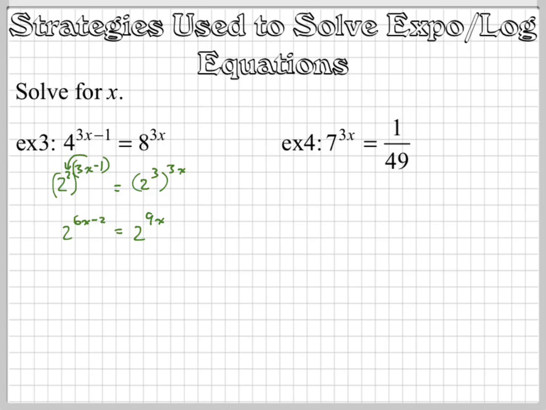Now, log base 2 of both sides makes everything very nice, right? Log base 2, log base 2, they cancel out. So I'm left with 6x minus 2 equals 9x, which is way nicer than what we were doing before. Subtract 6x from both sides, I get 3x equals negative 2. x equals? Negative 2 over 3.